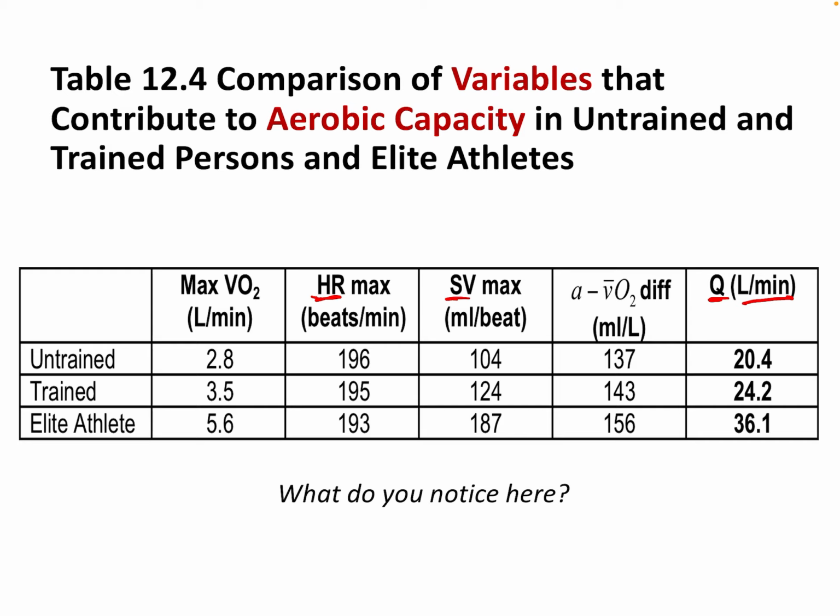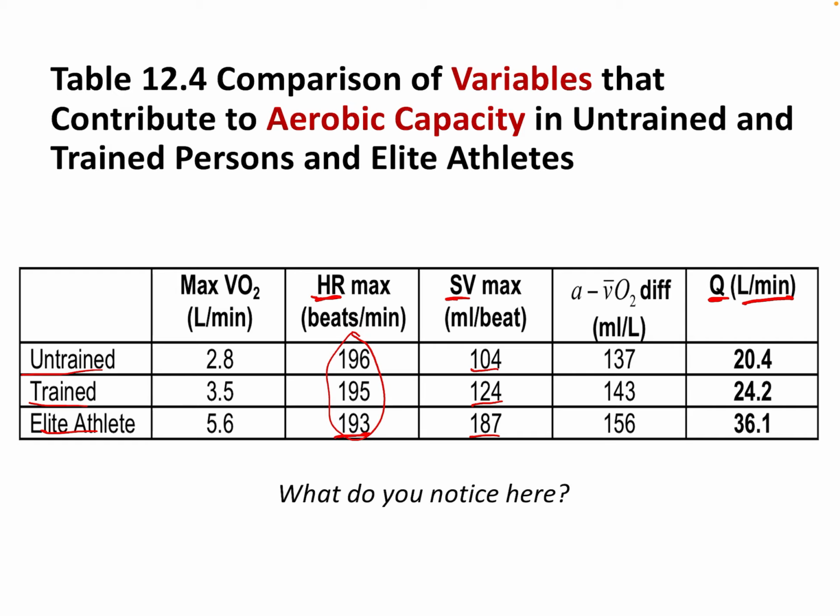Now, what seems to be the difference between our untrained, trained, and elite athletes when you look closely at the chart? Our max heart rate is relatively close to one another. It's our stroke volume that's the main difference. You might also notice that the elite athlete has a slightly lower maximum heart rate as well.